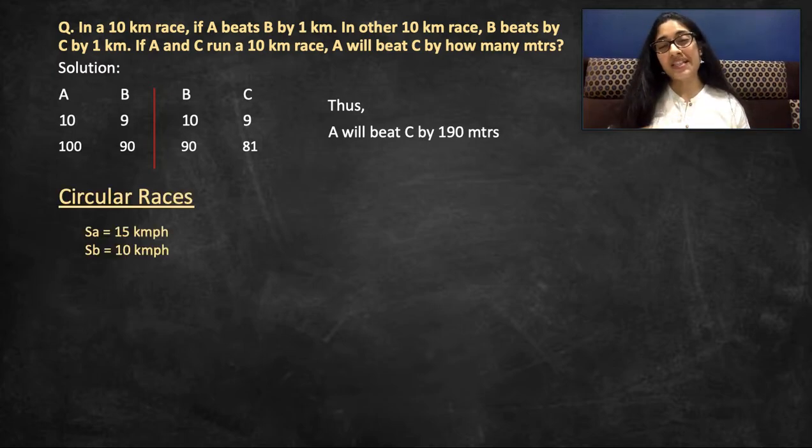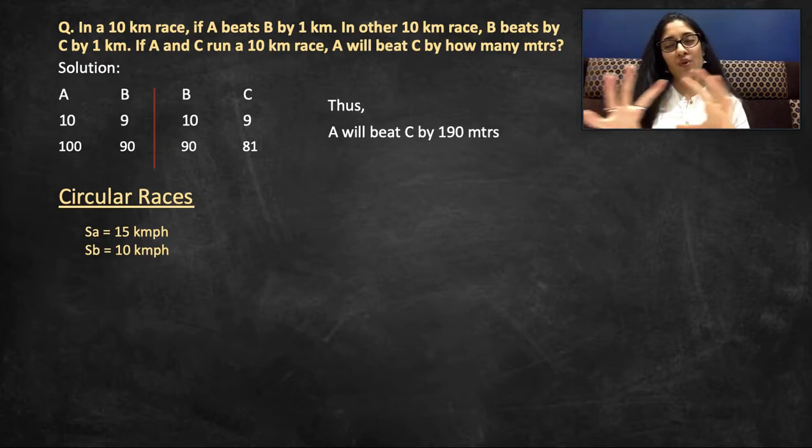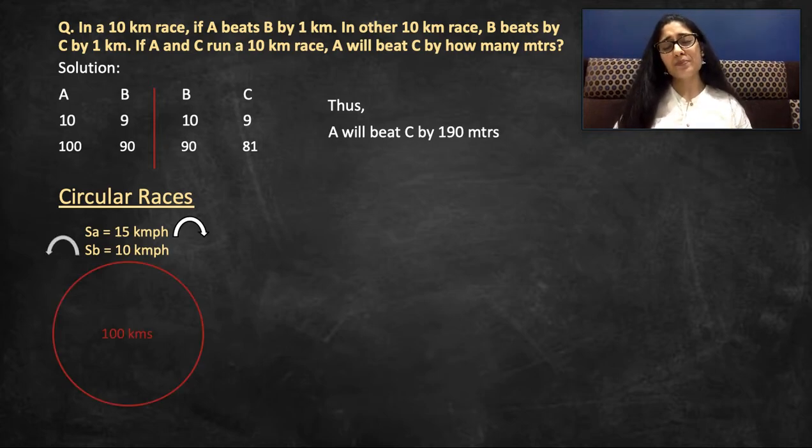Let's move ahead with the second type of races, which is circular races. For this, I'm going to give you a basic set of data to understand. I'm taking a circular track of 100 kilometers with two objects A and B. Speed of A is 15 kilometers per hour traveling in the clockwise direction. Speed of B is 10 kilometers per hour traveling in the anti-clockwise direction.